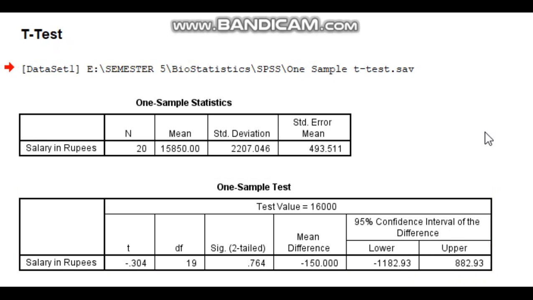Ultimately, all three methods told us the same thing, that the difference between the two mean values is non-significant. So, our null hypothesis is accepted, and consequently, our alternate hypothesis is rejected.